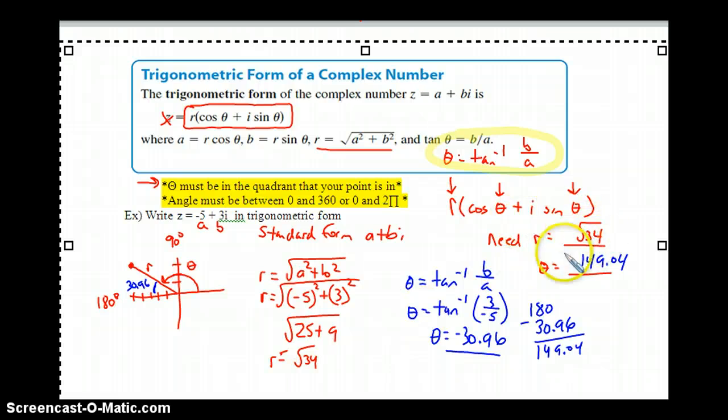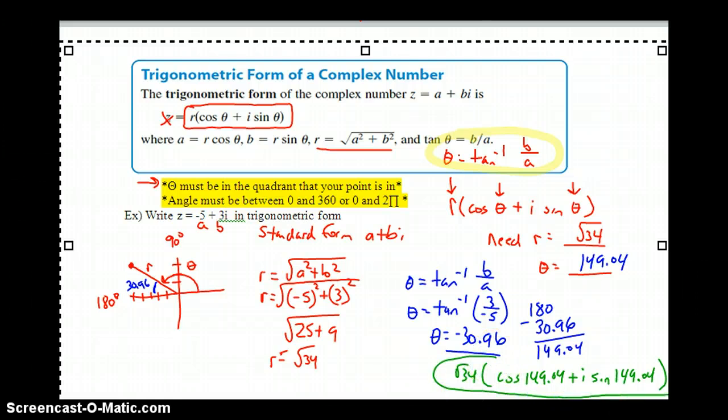My final answer would be if I plug these back into this. So let me do that up here. R, which is the square root of 34, times the cosine of, I'm not going to have enough room to do it right there, so let me move it down here. R, which is the square root of 34, times the cosine of theta, which is 149.04, plus i times the sine of theta, 149.04. This would be my final answer in trigonometric form.